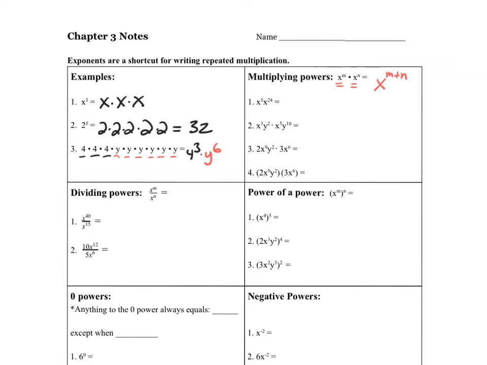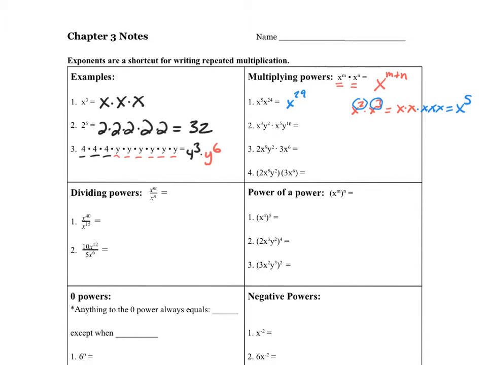And I think there's an easy way to demonstrate this. If we had x squared times x to the third, okay, x squared is really 2 x's. And x to the third is 3 x's. Altogether, I have 5 x's. That's why it's x to the fifth. And of course, the shortcut is to add those two together. So x to the fifth times x to the 24th, my first example here, would be x to the 29th.